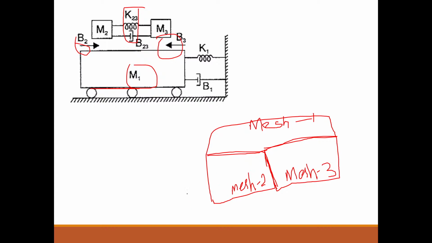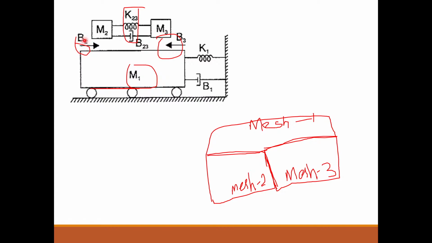So here M1 means, according to me, it is a mesh. There is a common branch between mesh 2 and mesh 3. There is a common branch between mesh 1 and mesh 2. That is this. There is a common branch between mesh 2 and mesh 3, between mesh 1 and mesh 2, and between mesh 1 and mesh 3. That is, this is my common branch.